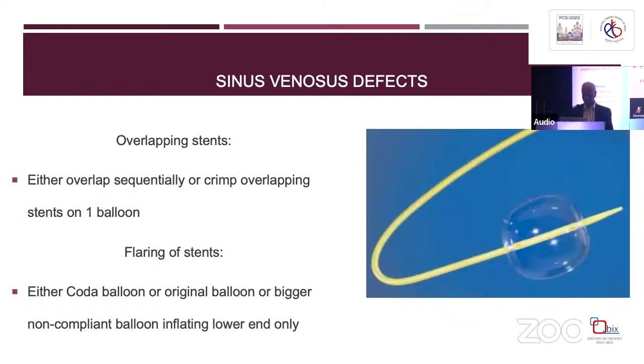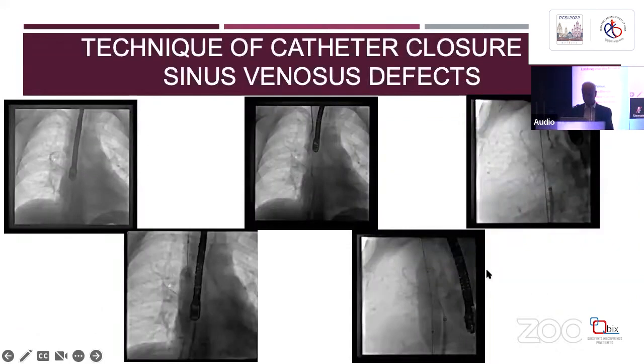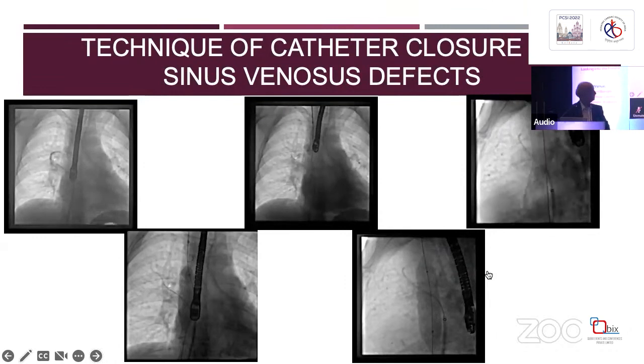You can either flare the bottom end of the stent with a Coda balloon or a larger non-compliant balloon at the bottom end. But again, that's important. I'll very quickly flick through the techniques that we've mentioned. We do transseptal puncture. Here's some pulmonary vein and SVC angiograms in AP and lateral projection, which are usually enough.